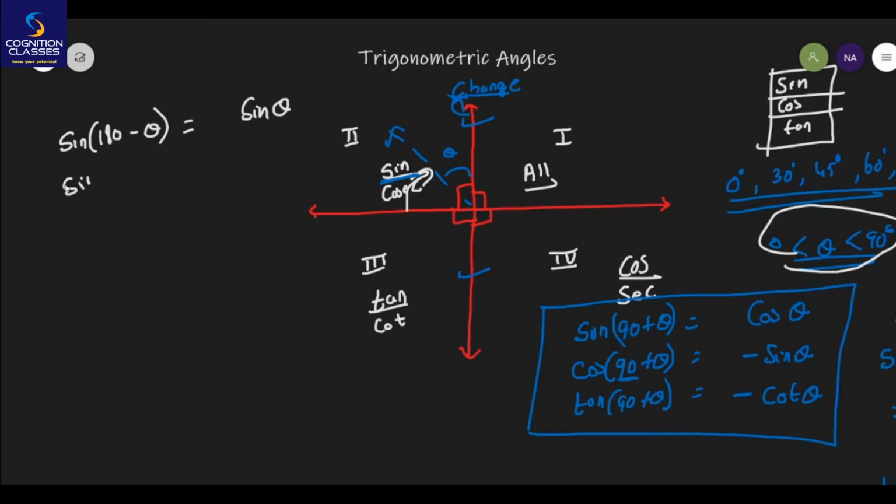Similarly, I can say the same about cos. Cos 180 minus theta. Now 180 degrees is the axis of no change, so cos will remain as it is, and 180 minus theta means second quadrant. In the second quadrant cos is negative, so we will put a negative sign here. Similarly, tan 180 minus theta. Tan at 180 degrees is an axis of no change, so it will remain tan itself. Now 180 minus theta means second quadrant, in which tan is negative, so its value will become minus tan theta.